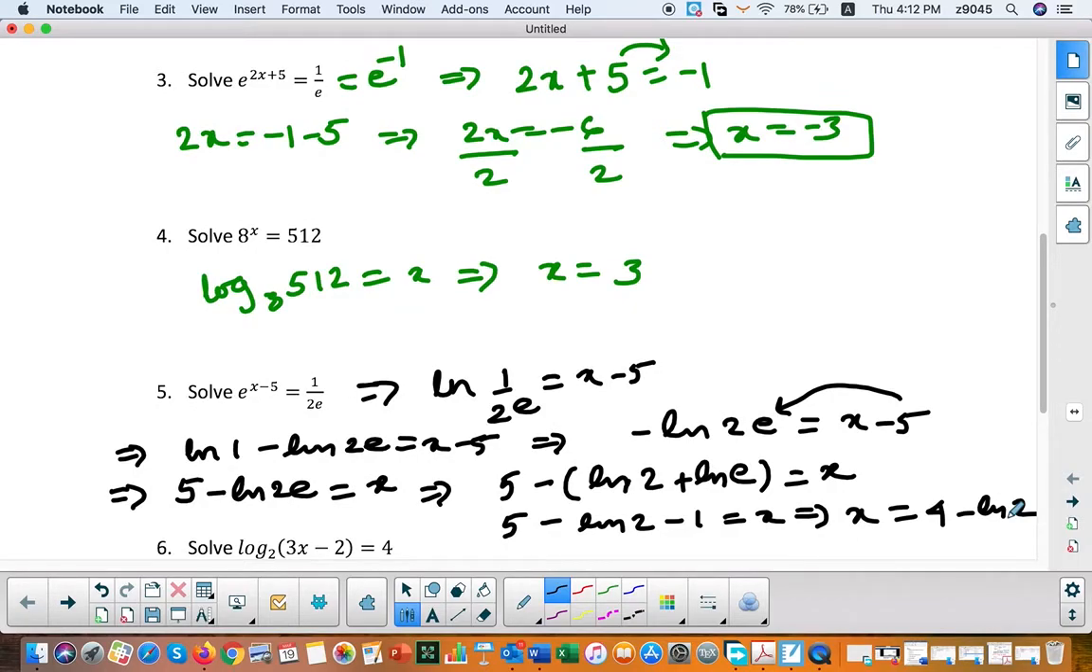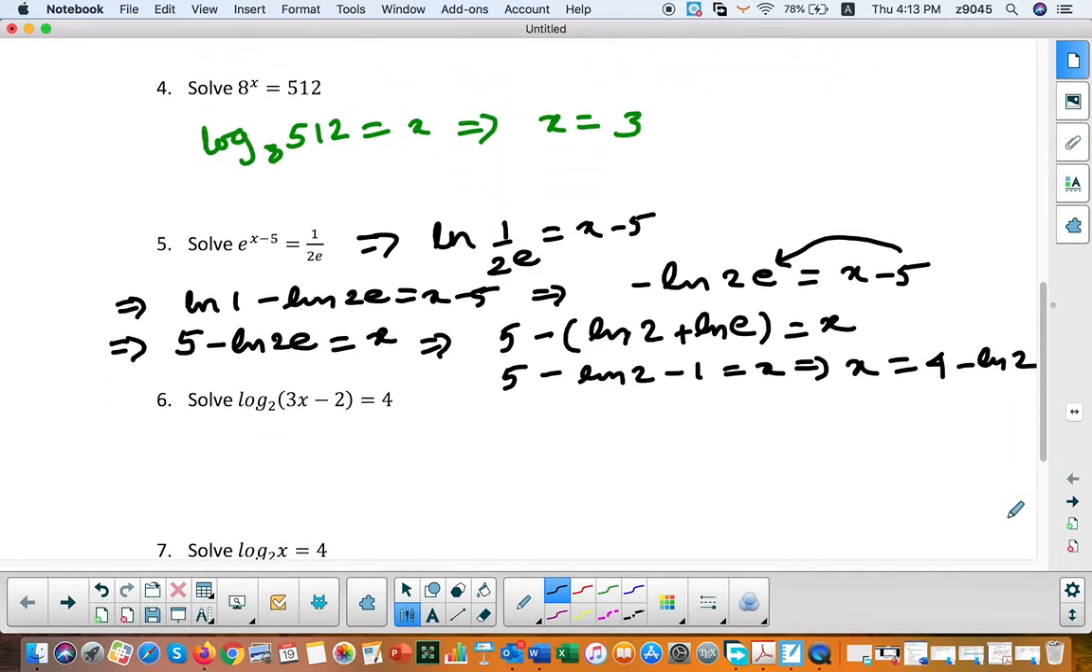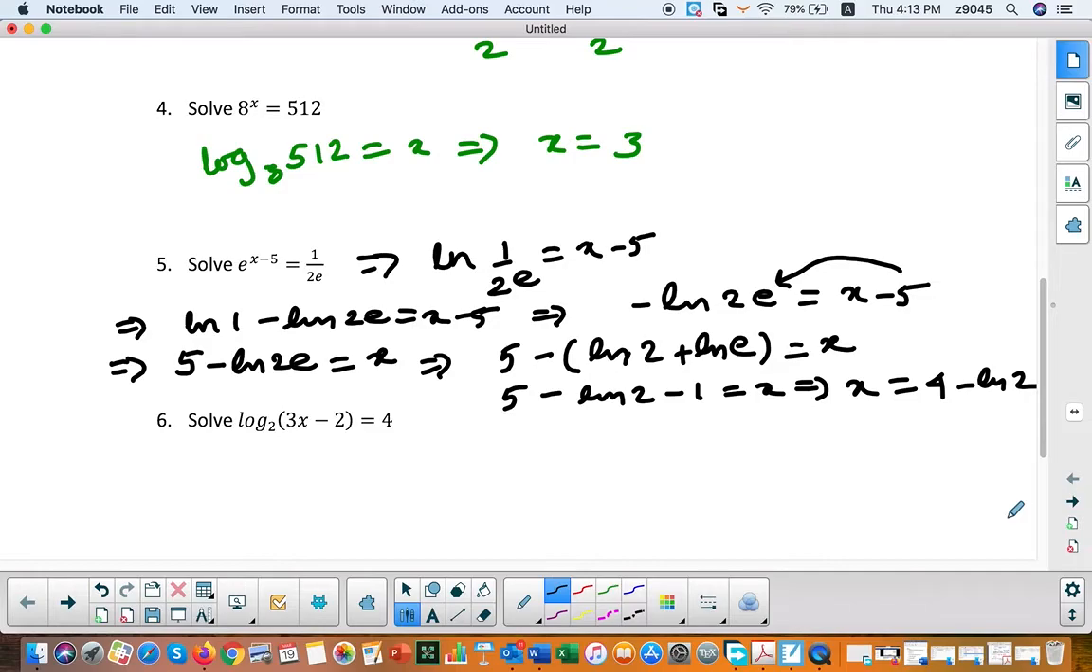So there are different types of scenarios and different types of equations which we come across. Depending on them, we need to find the value of the variable in the question.